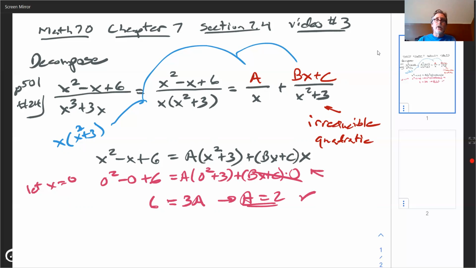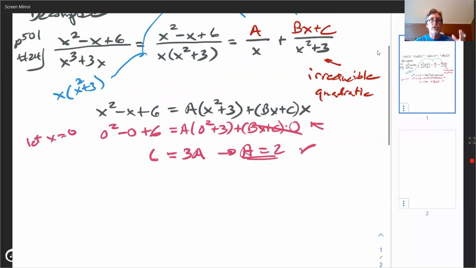Yay! But that's all you can do with that method. Boo! That's a bummer, because you cannot dream up a number for x to make the x squared plus 3 turn to 0. Actually, you could. How about the square root of 3 times i? No, we're not going into imaginary numbers today. So we're stuck with this.